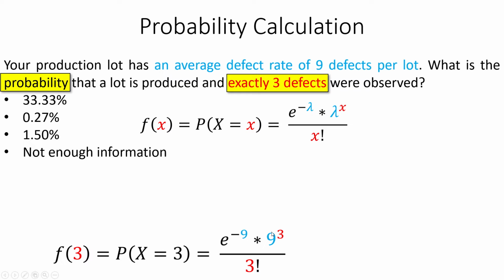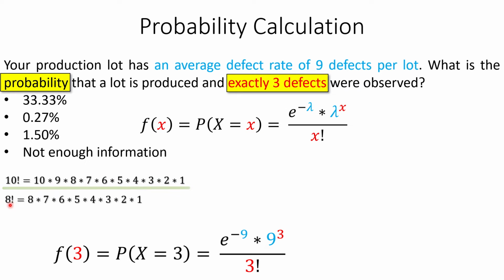Now I want to show you how to work this particular problem, and it really all starts here in the denominator. See this denominator here, 3 factorial? What does that mean? A factorial, like 3 factorial or even 10 factorial, is essentially that number, 10 times 9 times 8 times 7 times 6 times 5, all the way down to 1. 8 factorial is 8 times 7 times 6 times 5, all the way down to 1. And of course, 3 factorial is 3 times 2 times 1.